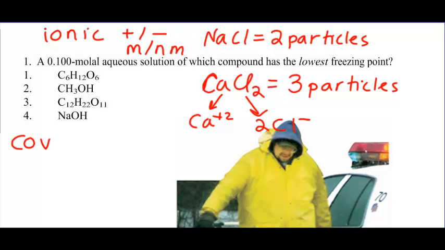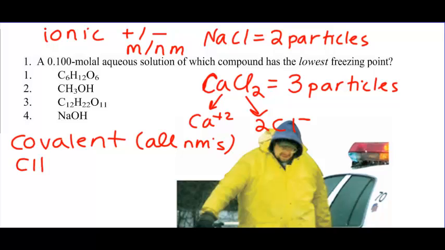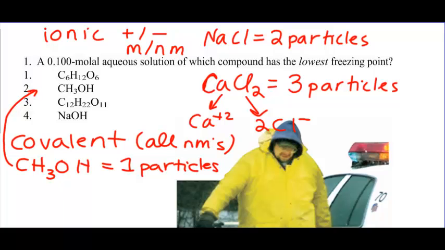Covalent things like that methanol that you just saw don't break apart. Okay, covalent things are all nonmetals. No polyatomics. So like this methanol, the CH3OH, which is right here. When that dissolves, you only get one particle. You don't break apart into ions because you're not made of ions. Only ionic compounds are made of ions.